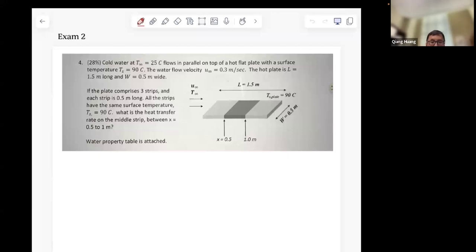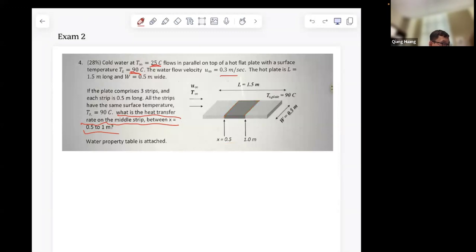Problem 4 is basically a flat plate with a constant surface temperature of 90 degrees C, and the cold water is 25 C at a certain velocity. The dimensions are given: 1.5 meters long and 0.5 meters wide. And the question asks what is the heat transfer rate on the middle strip, which I have highlighted in the diagram, from 0.5 to 1.0 meter.